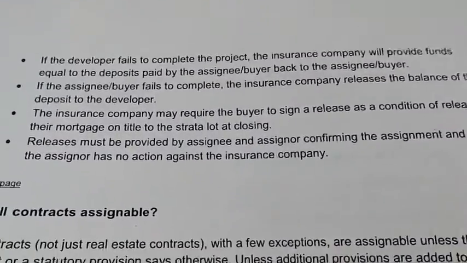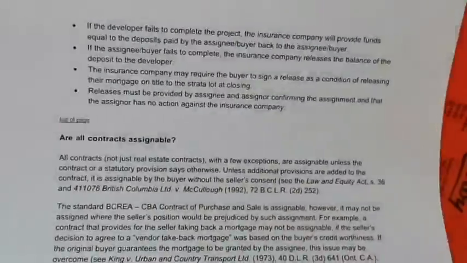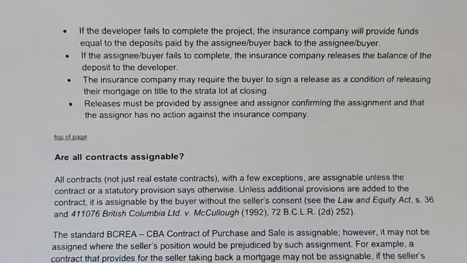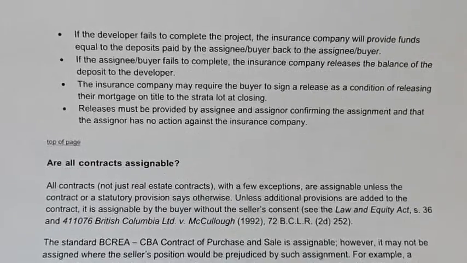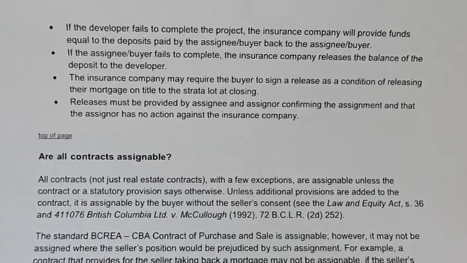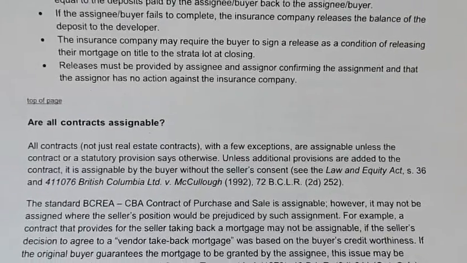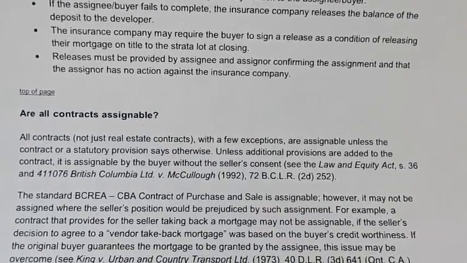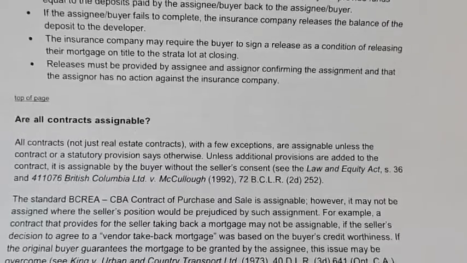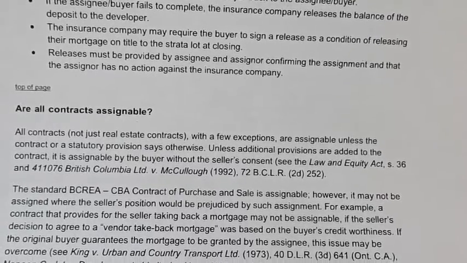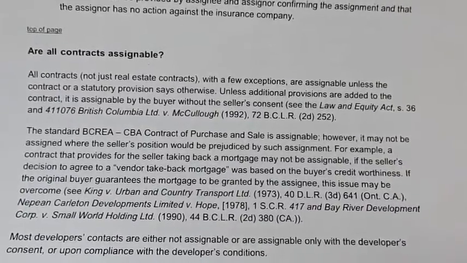If the developer fails to complete the project, the insurance company will provide funds equal to the deposits paid by the assignee buyer back to the assignee buyer. If the assignee buyer fails to complete, the insurance company releases the balance of the deposit to the developer. The insurance company may require the buyer to sign a release as a condition of releasing their mortgage on title to the strata lot at closing. Releases must be provided by assignee and assignor, confirming the assignment and that the assignor has no action against the insurance company.